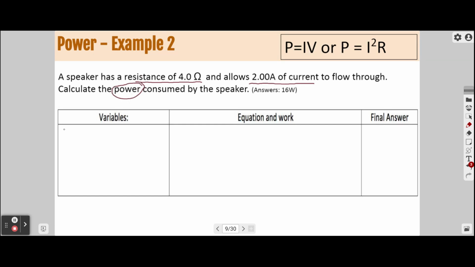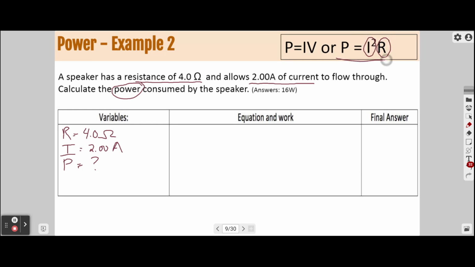All right, so we have resistance is 4.0 ohms. We have a current I of 2.00 amps. And we have power consumed by the speaker. We don't have power, sorry. That is what we're trying to find. Excellent. Okay, so we are looking for power, but we have resistance and current.